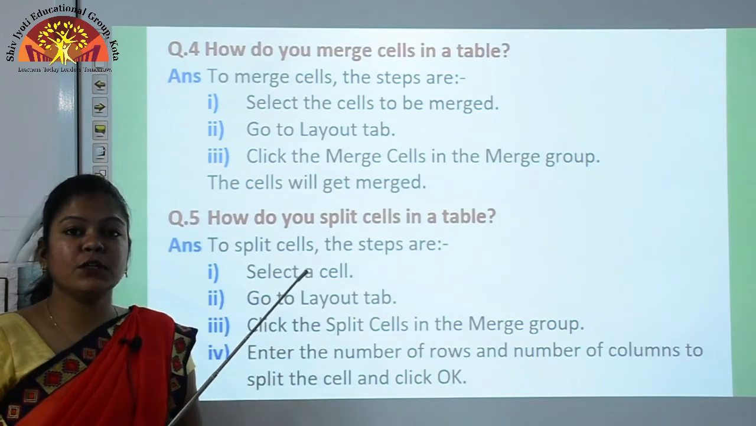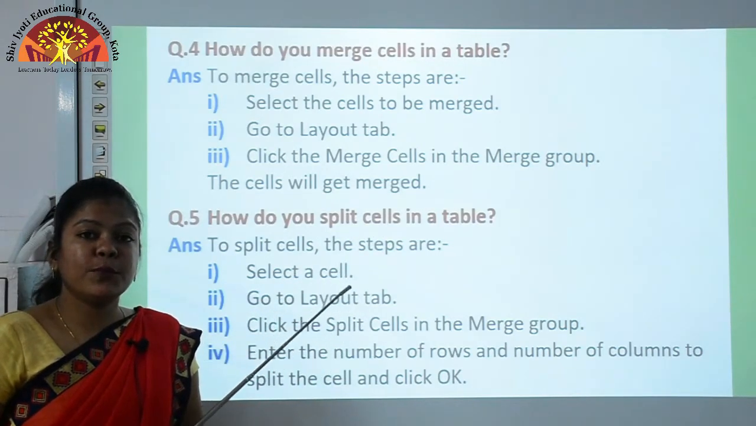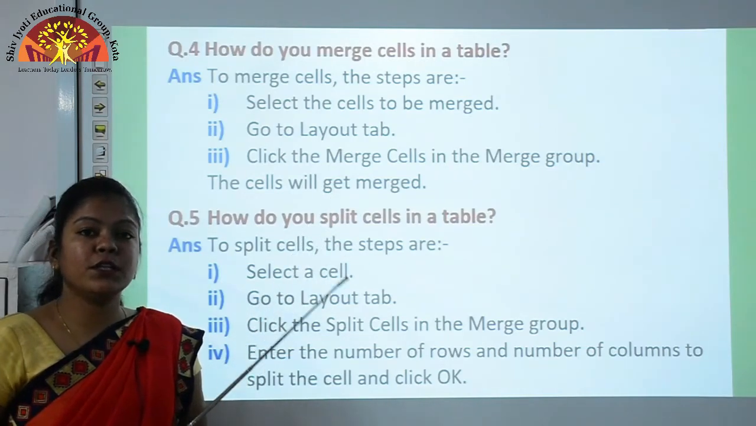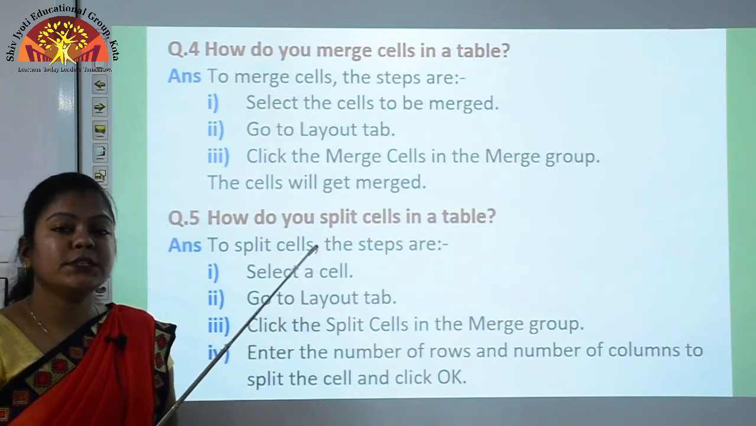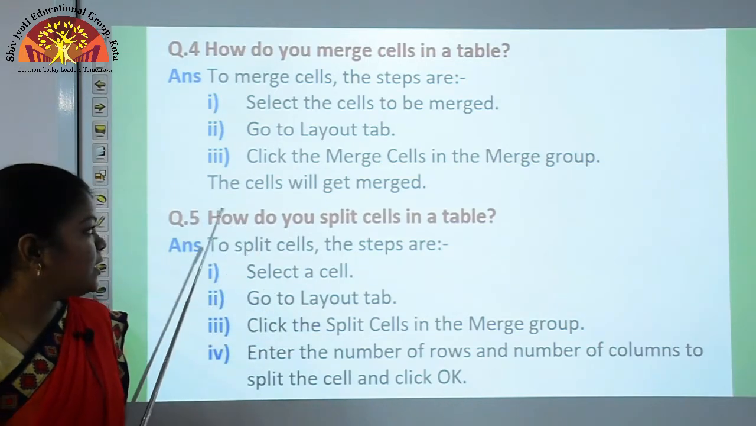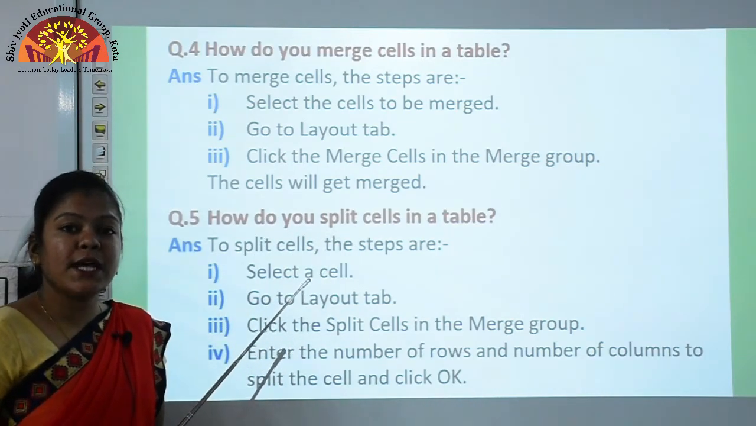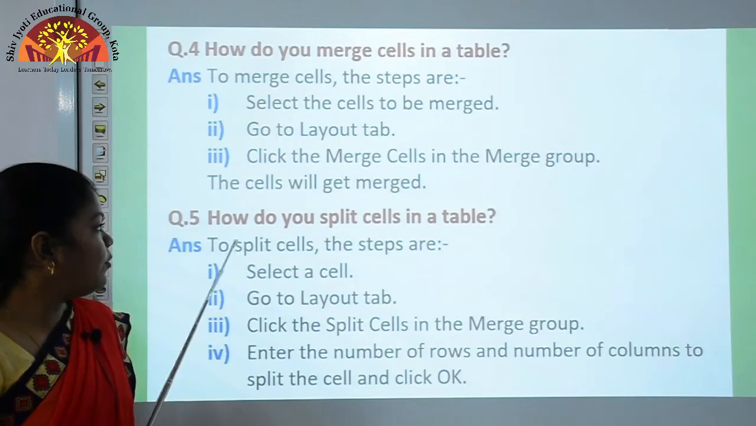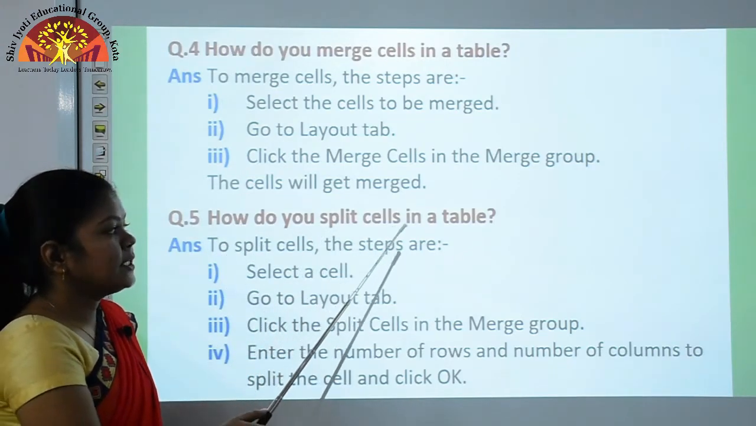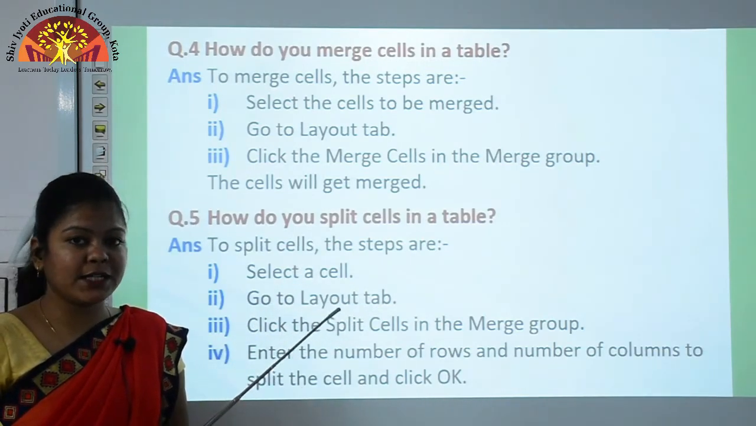Students, when you click on the layout tab, then here you can see the merge group. In the merge group we have the merge cells option, and when you click on the merge cells option, then your selected cells will get merged. Okay, so this is the way to merge cells in the table. Now our next question, how do you split cells in a table? टेबल के अंदर आप सेल को स्प्लिट कैसे करते हैं, डिवाइड कैसे करते हैं?